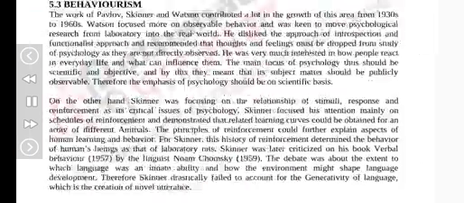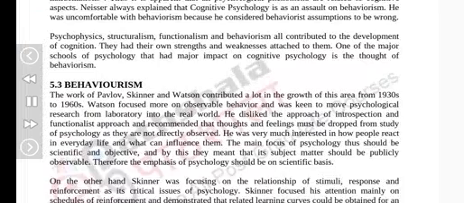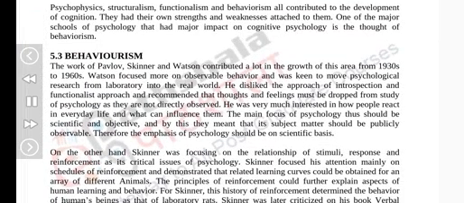5.3 Behaviorism. The work of Pavlov, Skinner, and Watson contributed a lot in the growth of this area from 1930s to 1960s. Watson focused more on observable behavior and was keen to move psychological research from the laboratory into the real world. He disliked the approach of introspection and the functionalist approach and recommended that thoughts and feelings must be dropped from the study of psychology as they are not directly observed. He was very much interested in how people react in everyday life and what can influence them. The main focus of psychology thus should be scientific and objective, and by this they meant that its subject matter should be publicly observable. Therefore, the emphasis of psychology should be on a scientific basis.